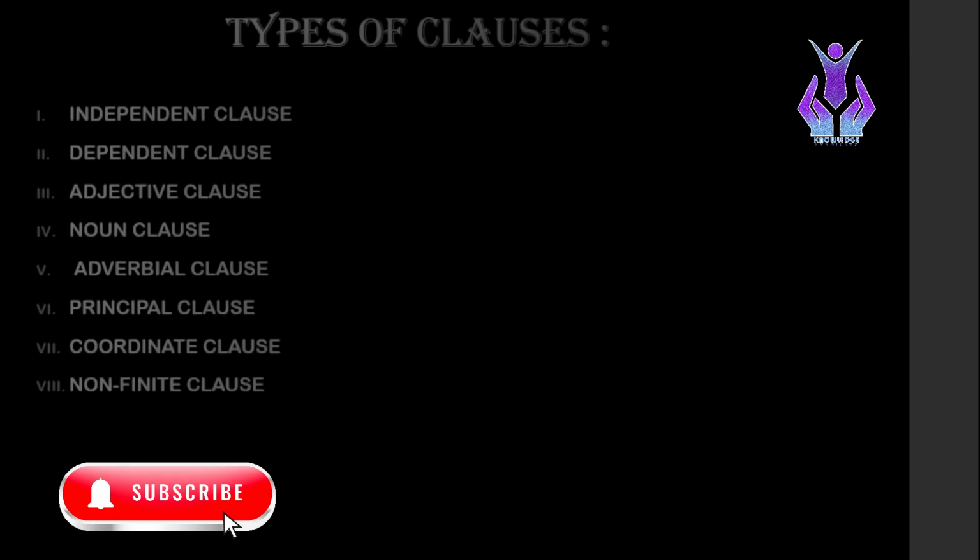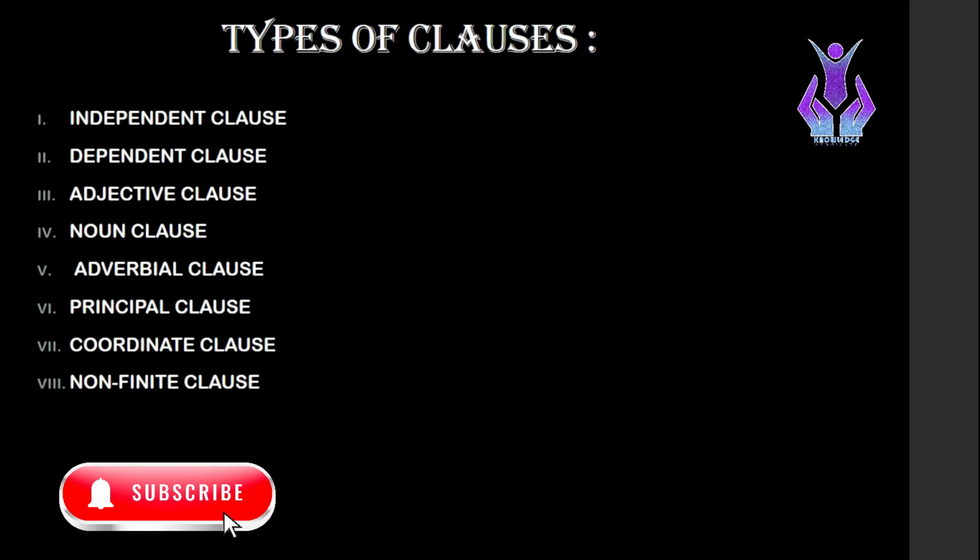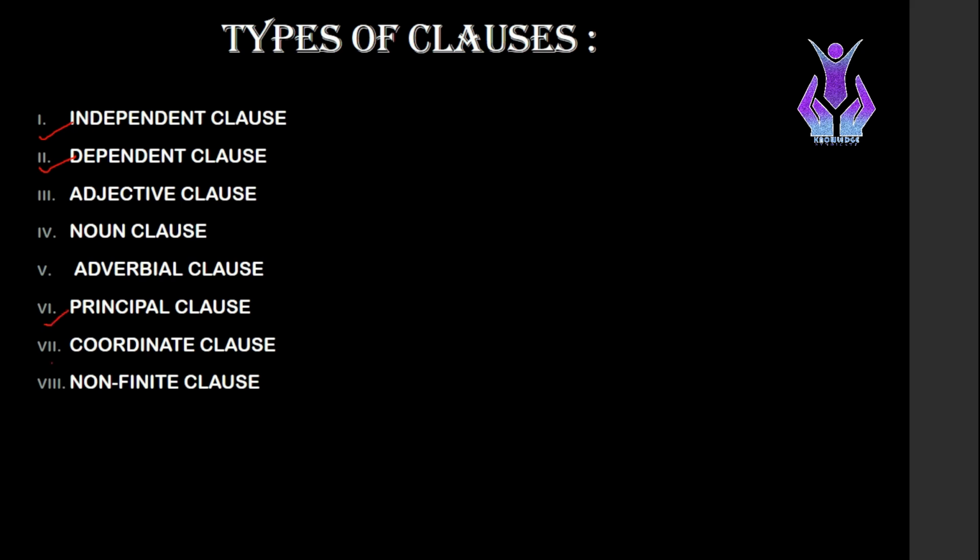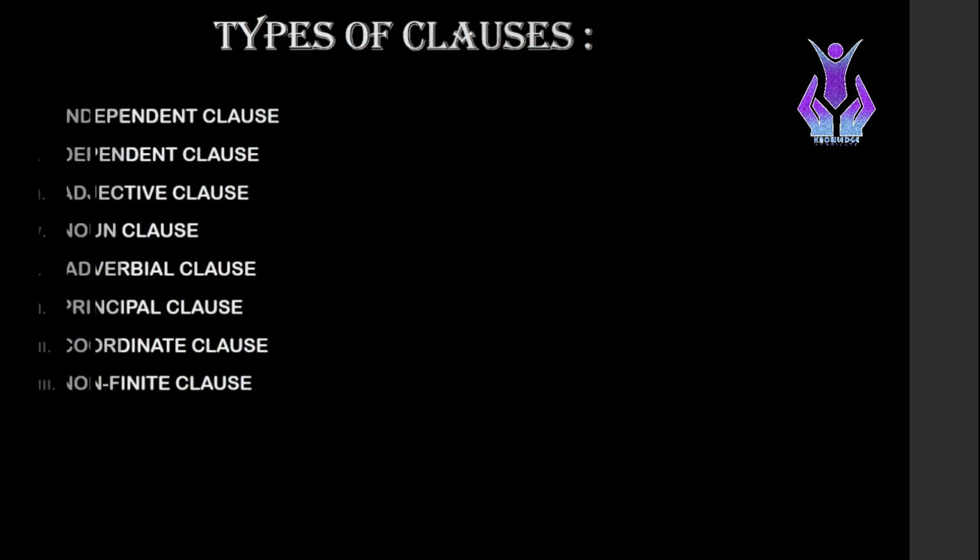Moving towards different types of clauses, we have in general 5 types of clauses: independent clause, dependent clause, principal clause, coordinate clause, and non-finite clause. So these are the 5 types of clauses. Of these, adjective clause, noun clause, and adverbial clause are the types of dependent clauses. These 3 are the types of dependent clauses. We will go through these one by one in detail.